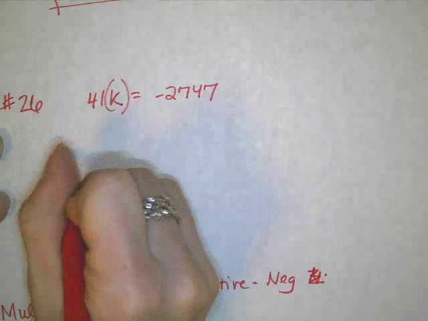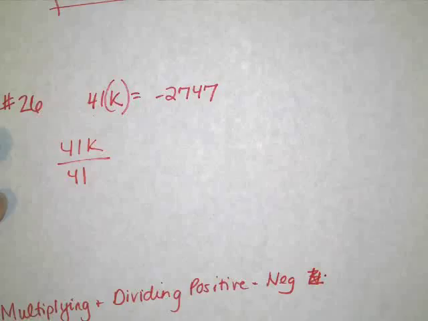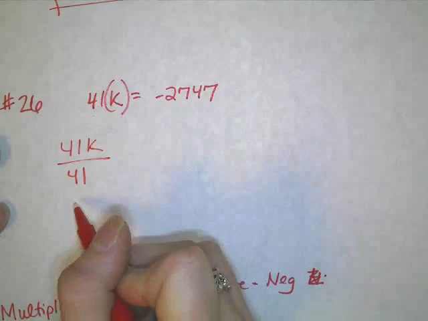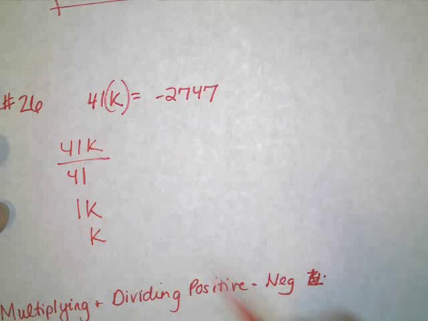Okay, so we're going to take 41K and divide it by 41. Is that right? Is that what you're telling me? Everyone agree to that? Evan, what does that make that? 41K divided by 41, what does it equal? 1K, or we can just write it as K, right?